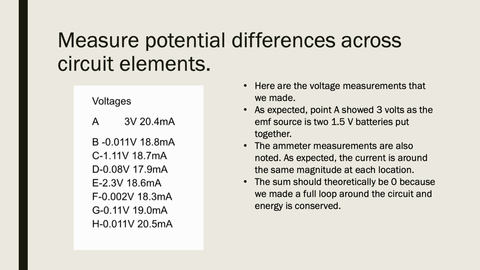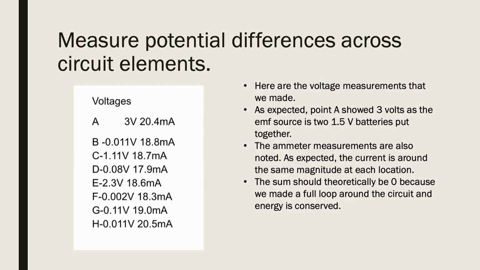Next, we measured the potential differences across the circuit elements A, B, C, D, E, F, G, and H. As expected, point A showed 3 volts as the EMF source is two 1.5 volt batteries put together. The ammeter measurements are also noted. As expected, the current is around the same magnitude at each location, around 20 milliamps.